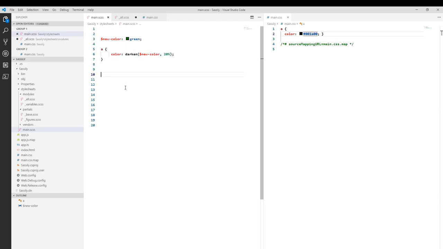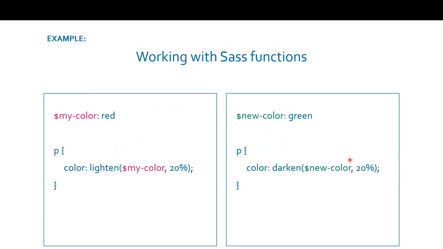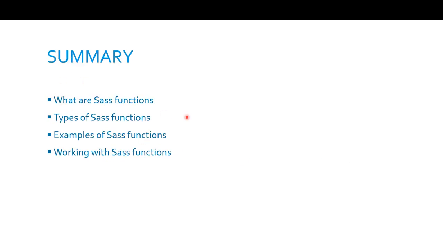That is basically built-in functions and user-defined functions. So let's conclude our functions. To summarize, we've looked at what Sass functions are, statements that you use to perform a task, and we looked at the types of Sass functions, where we have two types, custom functions and built-in functions. Custom functions are the functions you write as a user. Built-in functions are functions that come natively with the Sass framework. We've looked at examples of these functions and how to work with them. I think this brings us to the end of this lecture. Thank you for taking the lecture and see you in the next lecture.